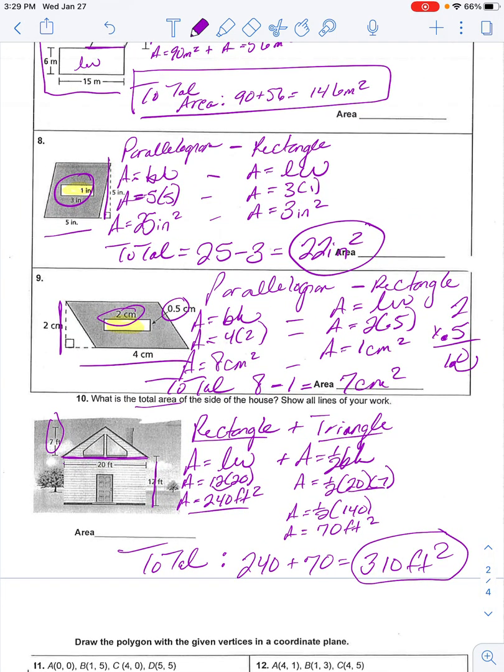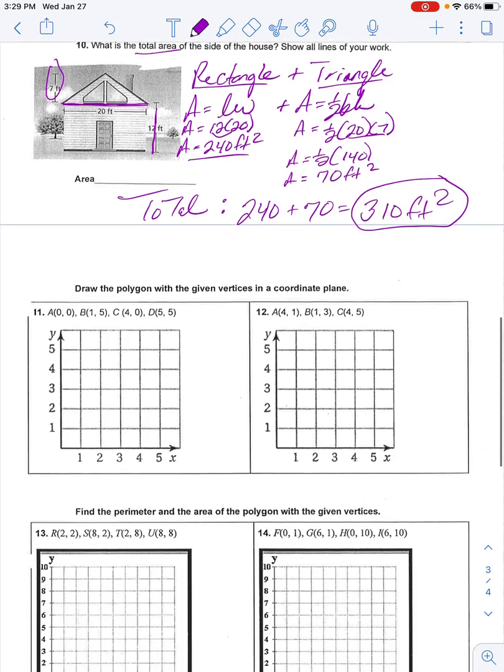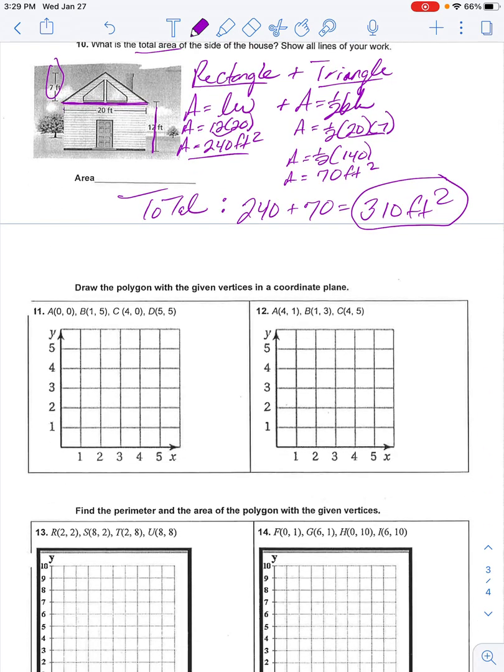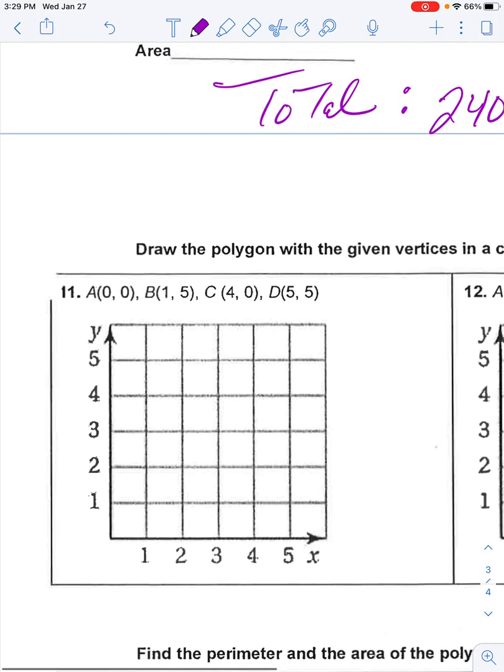Okay, lots and lots of detailed work to show. Draw the polygon with the given vertices in the coordinate plane. Okay, when you do these tomorrow, you're going to label them A, B, C, and D. A is 0, 0, left 0, right 0. It's right there on the origin. B, 1, 5, which means to the right 1, up 5. C, 4, 0, to the right 4, 0, up and down. D is 5, 5, to the right 5, up 5.